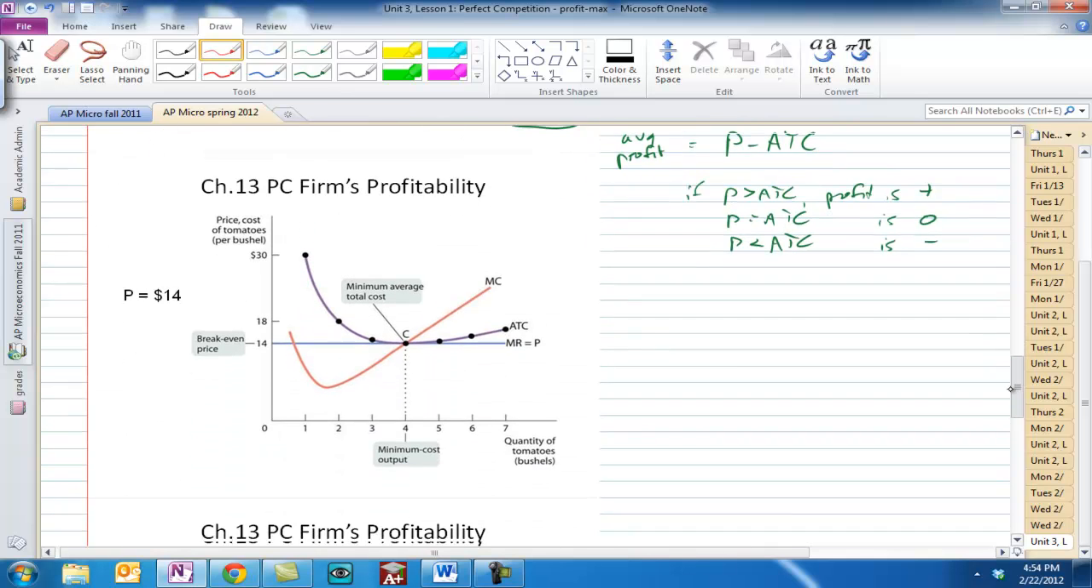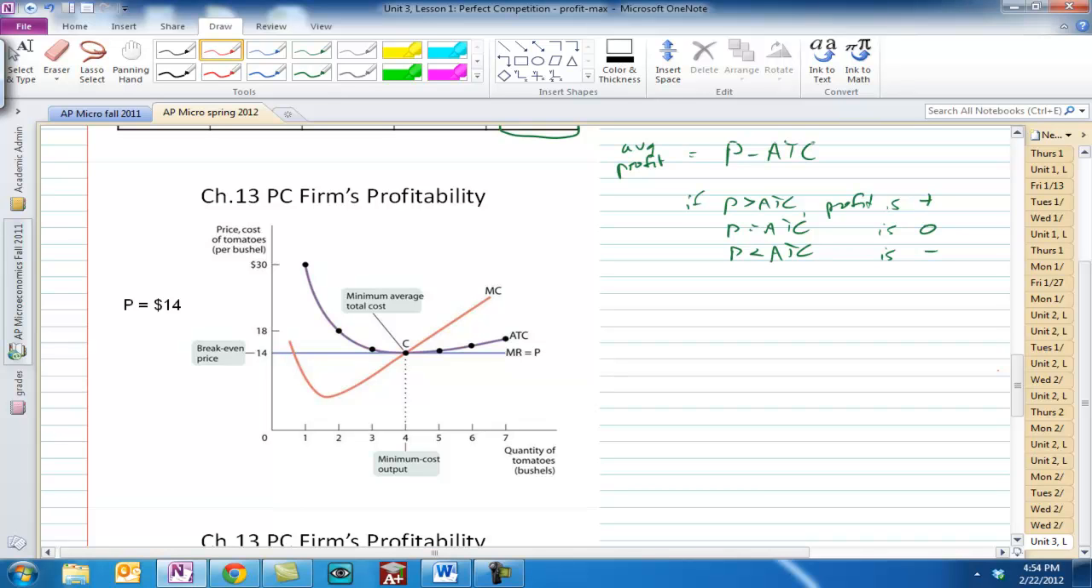Let's look at how that works on a graph. 3 different graphs here, one for each situation. We'll start with P equals $14. Price is $14. If we graph the firm's average total cost, now we've added that to these graphs. Note that at the profit maximizing output, it's also the minimum cost output.